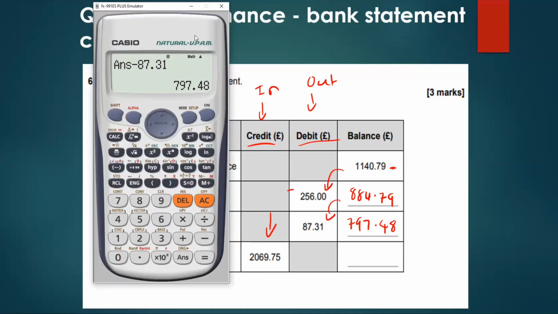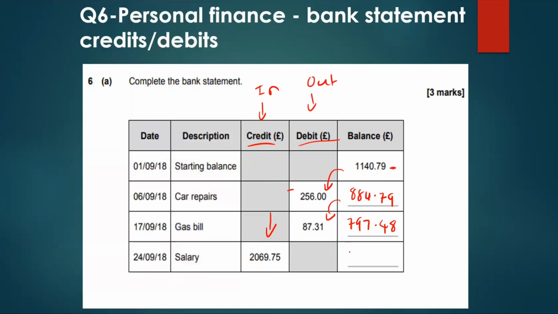So we're going to add that on there. So again, just keeping our answer in there and then clicking add. So it will be answer plus it. So we didn't have to put the whole answer in again. 2069.75 is equal to 2867.23. So what you're doing there, you're getting 3 marks for completing each of these 3 here. Okay, so just remember that in is a credit and out is debit.